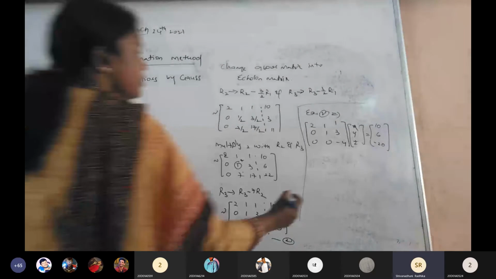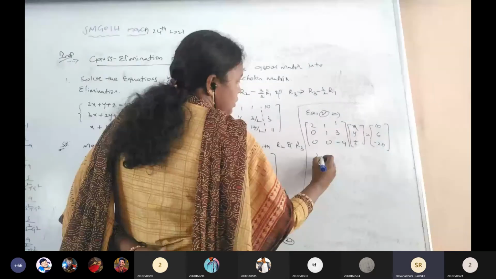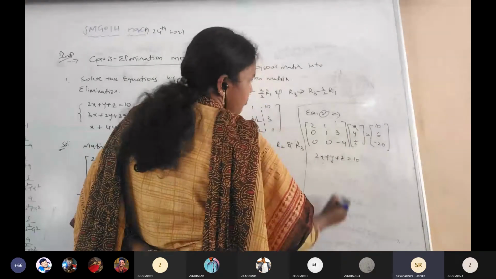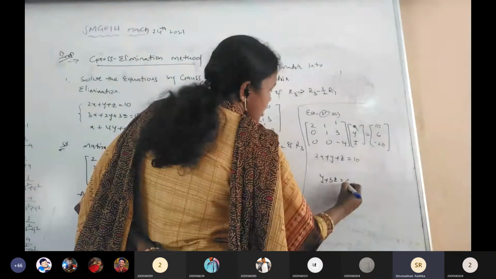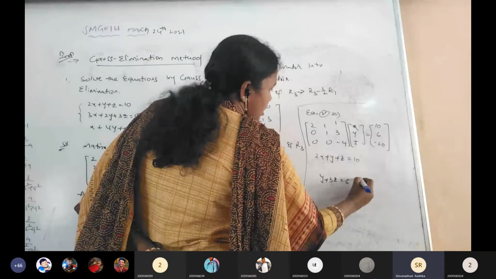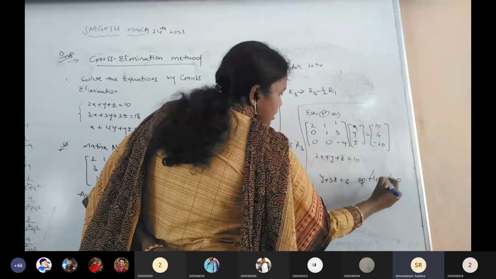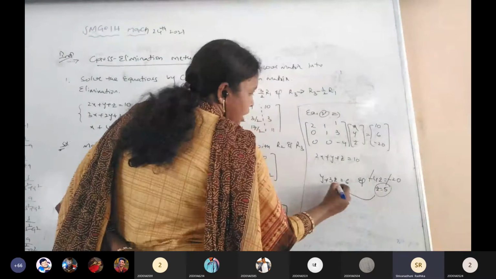Here again multiply and compare the elements. 2x first row with the first column, 2x plus y plus z equals to 10. Okay, next y plus 3z equals to 6 and minus 4z equals to minus 20, minus cancel, z equals to 5. Put z equals to 5 in this.